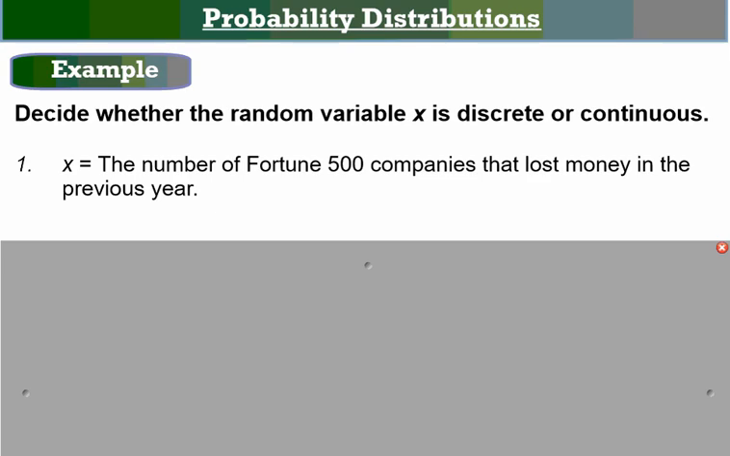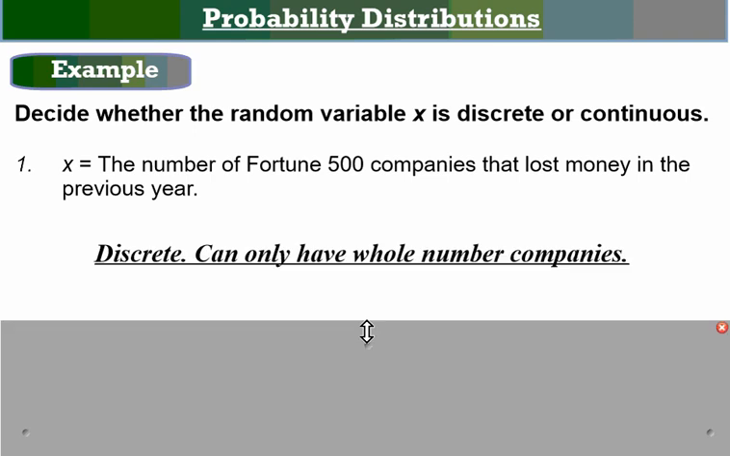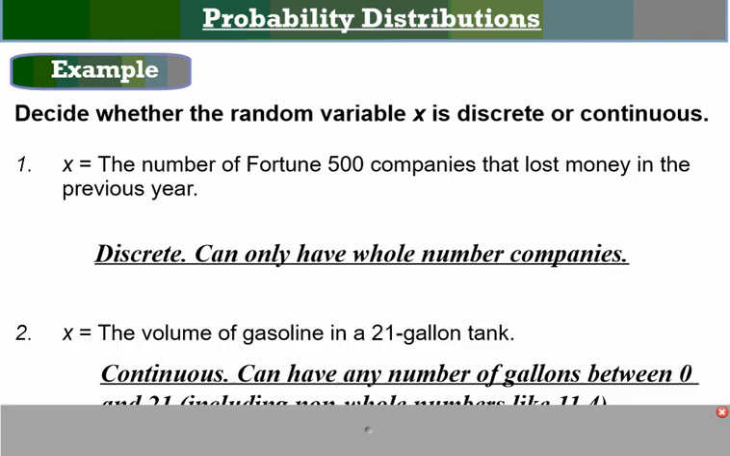So the first goal is to be able to decide between the two when given different scenarios. Here's scenario number one. Let's say X represents the number of Fortune 500 companies that lost money in the previous year. Is this discrete or continuous? This one would be discrete. You can only have whole number companies. You can't have 2.4 companies. You can only have 2 companies or 30 companies or something like that. So that's a discrete scenario.